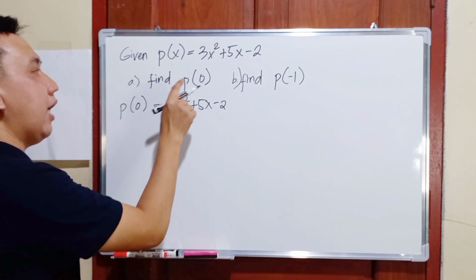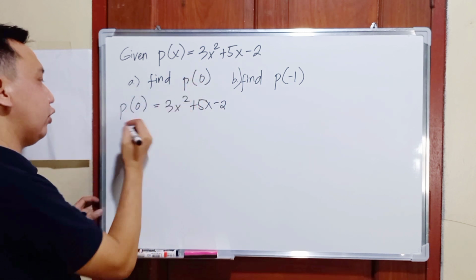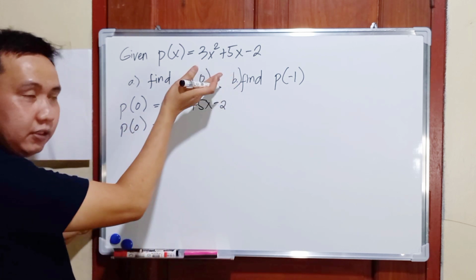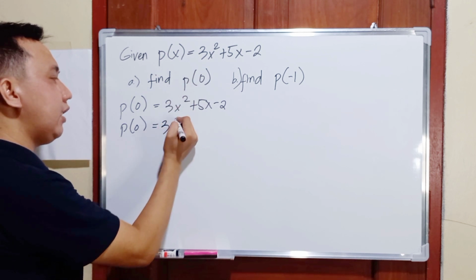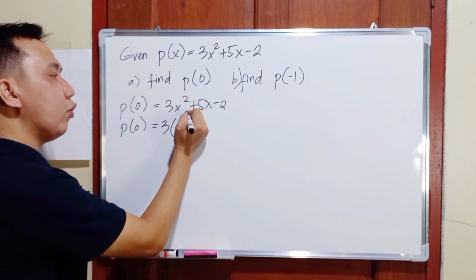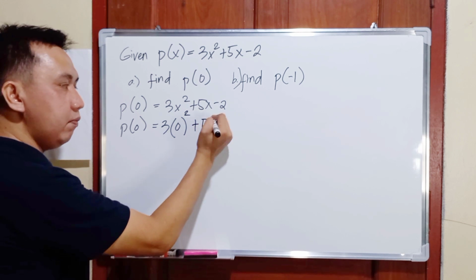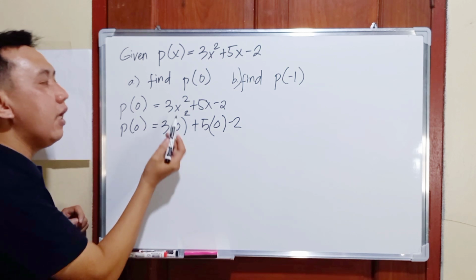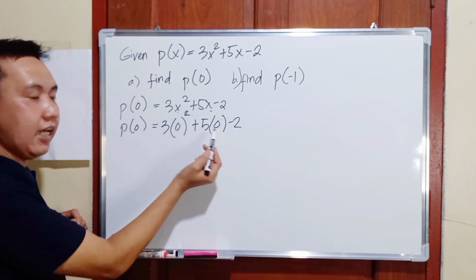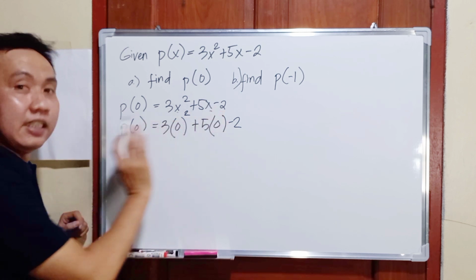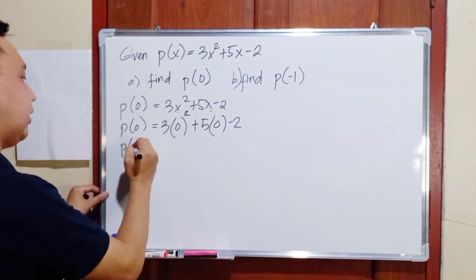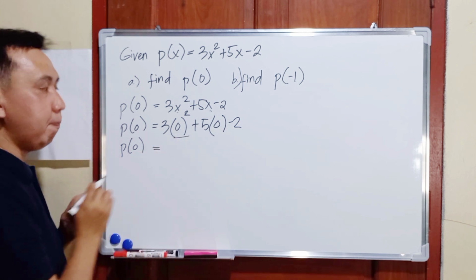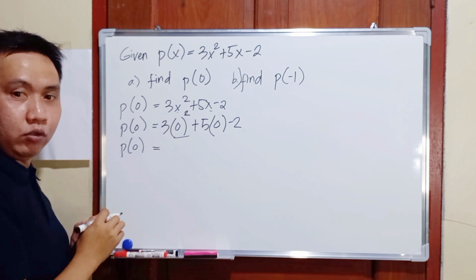Substitute natin ang value ng x by 0. So, that is p of 0 is equal to lahat ng mga x, isubstitute natin ng 0. So, 3 times 0 squared plus 5 times 0 minus 2. So, mapapansin nyo, lahat ng ating x, pinalitan lang natin ng 0. Kapag ganyan na, isi-simplify naman natin. So, p of 0 is equal to, ang pinakaunang isi-simplify natin, ang may exponent. So, 0 squared is equal to 0.